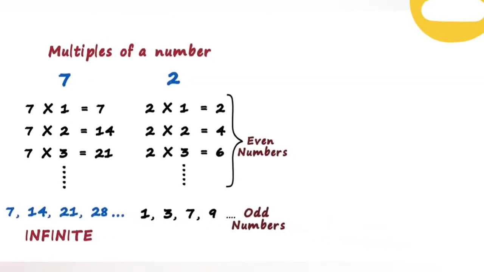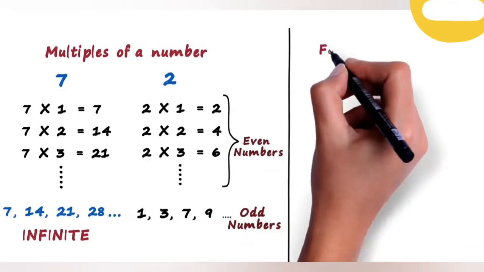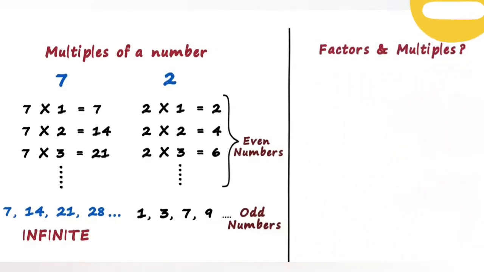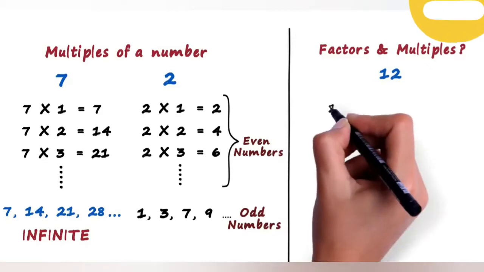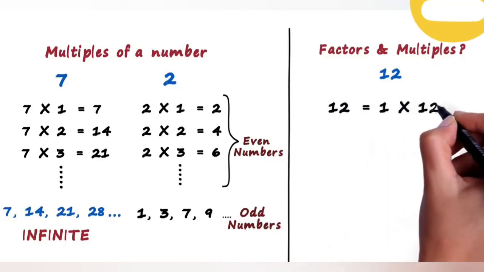And now we come to a very interesting question. How are factors and multiples related? Let's understand their relation with the help of a random number. Say 12. To find the factors of 12, we try writing it as all possible products of two numbers. 12 can be written as 1 multiplied by 12.